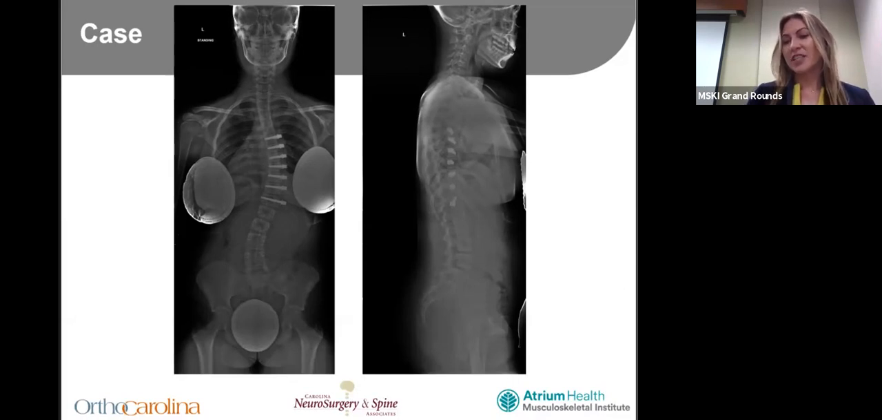So I think that she is a huge win, and shows us that in the right patient, in the healthy patient with the appropriate curve, they are able to be significantly corrected and move forward with their lives and preserve their mobility.